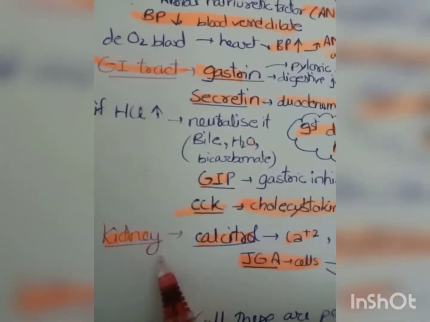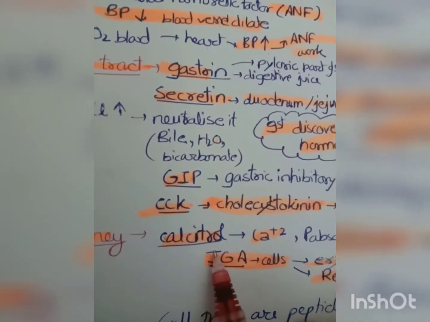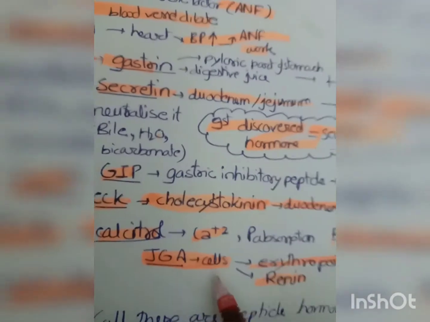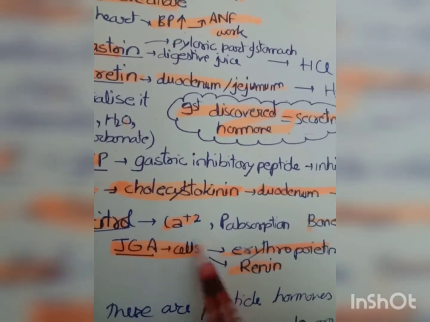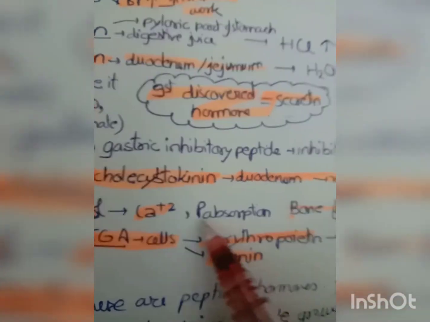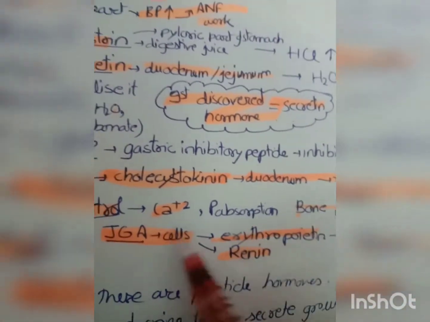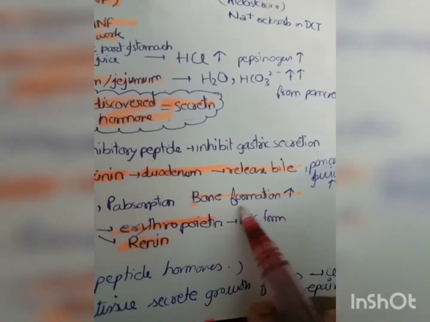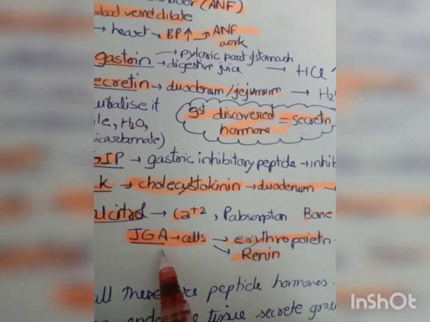Now the last is the kidney. It secretes calcitriol. The function of calcitriol is that it is responsible for absorption of calcium and potassium. Hence it is responsible for bone formation. It increases the formation of bones in our body.